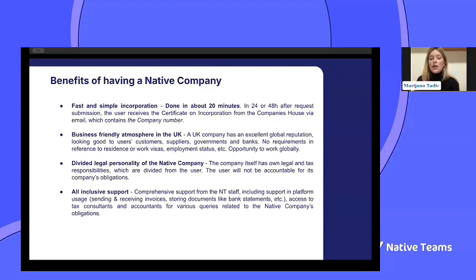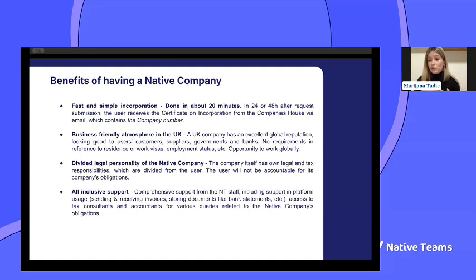And of course, the third point here is the separate legal personality of the Native company. We spoke about it. It is very important to have a separation of identities between the legal entity and its owner. So the company is solely responsible for its legal, tax, and other obligations it has in front of its marketers, in front of its clients, etc.